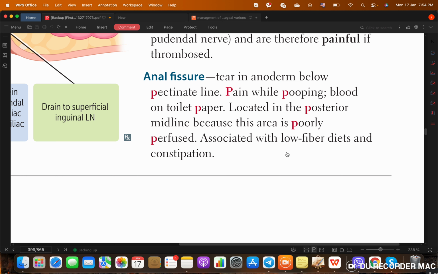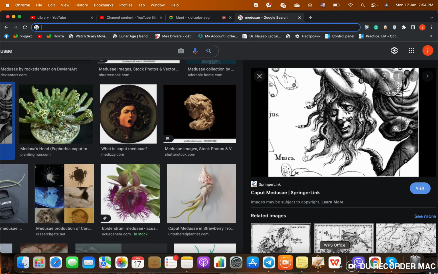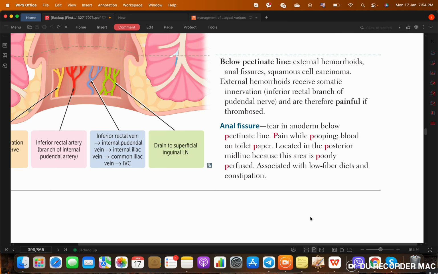This is important. It's located at the posterior midline because it's poorly perfused by blood vessels, okay? And it's associated with low fiber diet and constipation. You understood why constipation in the case of the boy, because he's disgusted of using the bathroom, and then he's afraid to poop because it's painful. Low fibers are these people who only eat hamburgers. And to speak about one more thing about anal fissures, I wanted to tell you one thing.